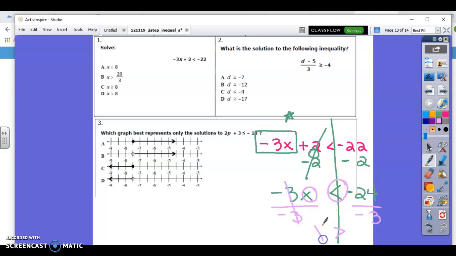These cancel out, and so now x is greater than, if you type this into your calculator, negative 24 divided by negative 3 is going to give you positive 8. So x is greater than 8. So the answer should have been D.